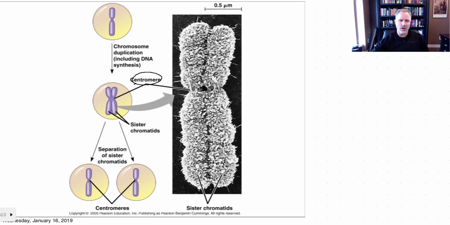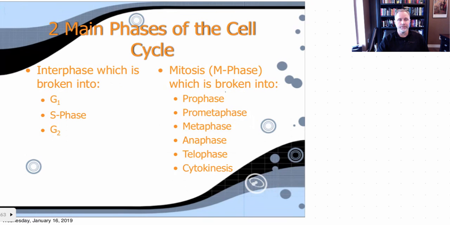And these things all along their length, I can adjust the color here, all along their length right here, they're joined up by proteins. That's what's holding these things together. And then in that center again, right here, this is where that kinetochore is. And then this whole structure where they're pinched together, that's the centromere, all right?